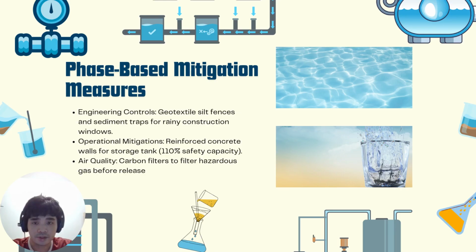To mitigate the risk, we implement strict engineering measures. During pre-construction, geotextile silt fences and sediment traps are installed in case of rainy construction windows, whereas during the operational phase, carbon filters are installed to filter any hazardous gas before release, as well as for operational mitigations. We build the storage tanks using reinforced concrete walls, as well as ensure they have 110% safety capacity.